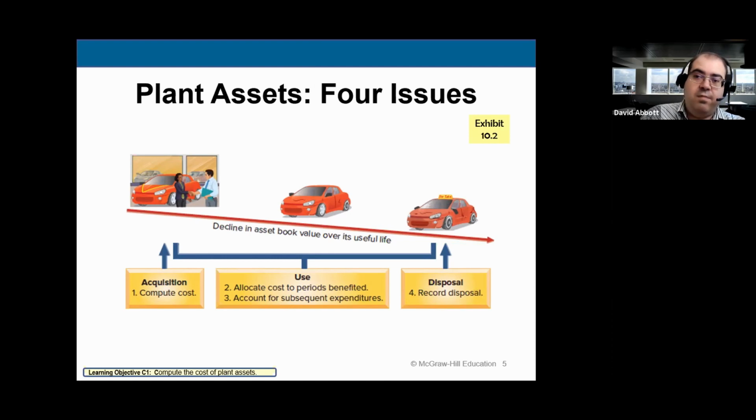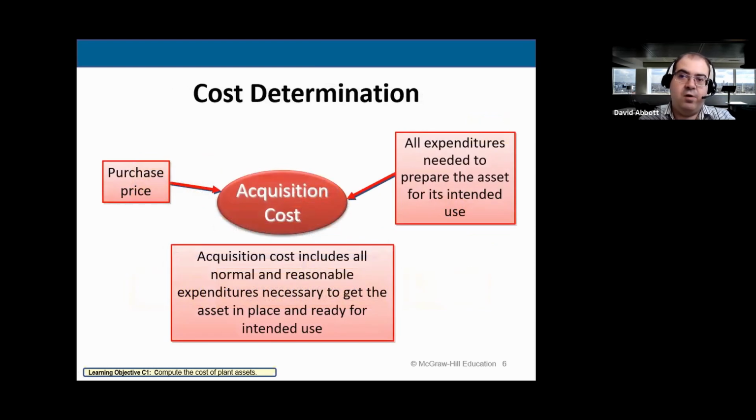And so we see that there's a decline of the asset book value over its useful life. So for example, if they purchase a vehicle for their business, or obviously even yourself, it's now no longer worth what it was when you purchased it, and it continues to decline in value. So we'll talk about that some more.